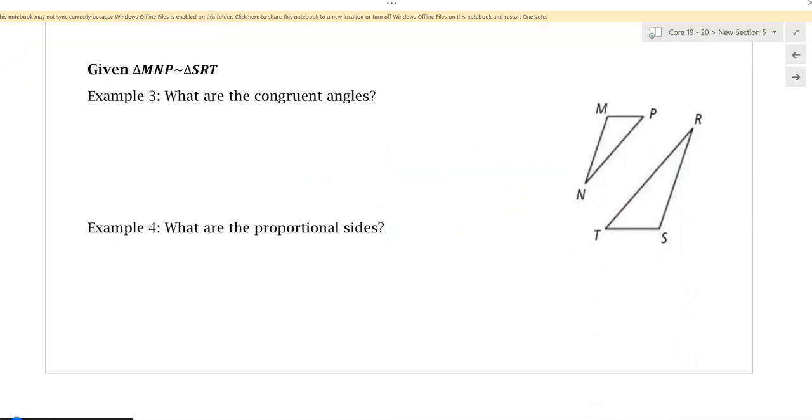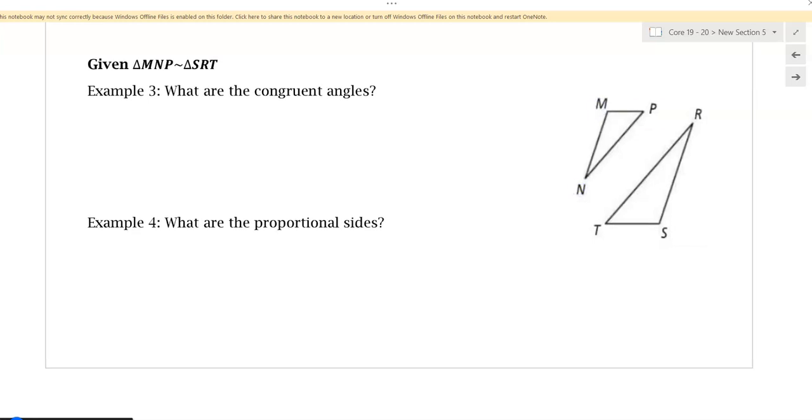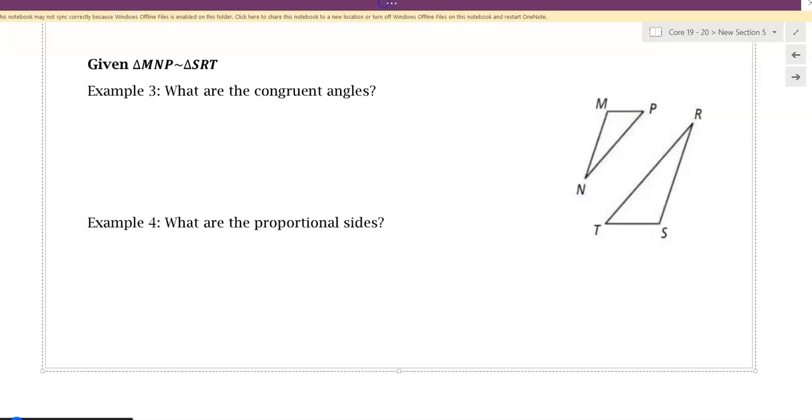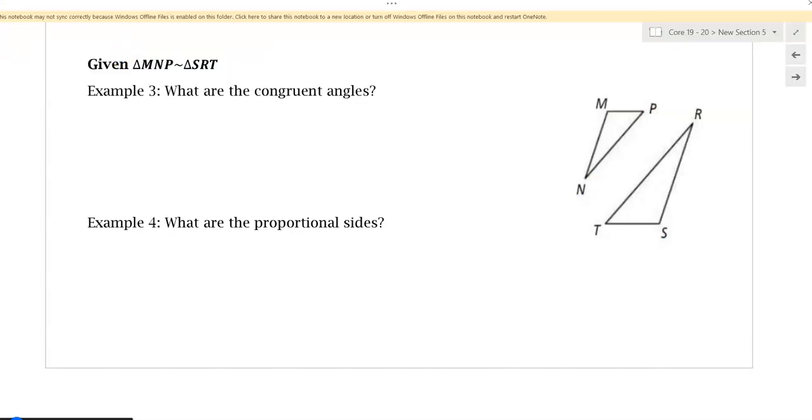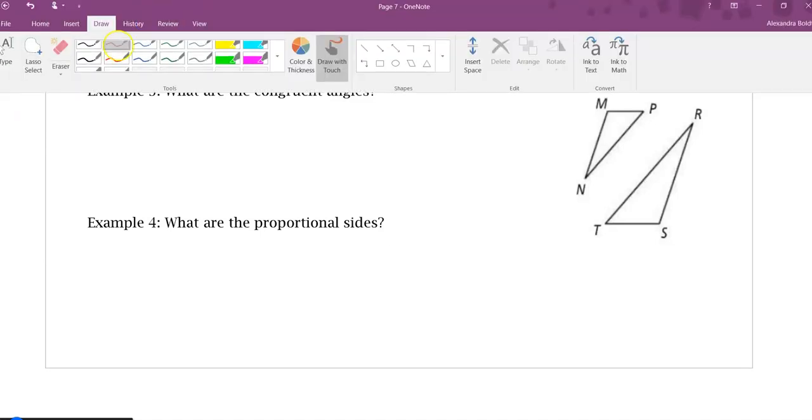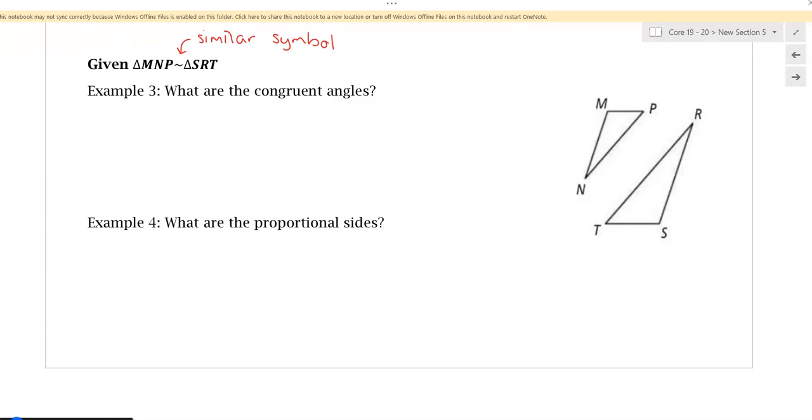Given, for example 3, we're given that this triangle MNP is similar. This little squiggle means similar. We'll be using that a lot, so it's good to know that the little squiggle, no equal sign, means similar. But what are our congruent angles? I just have to choose an angle in my first shape and then figure out what angle it's congruent to in my second shape.